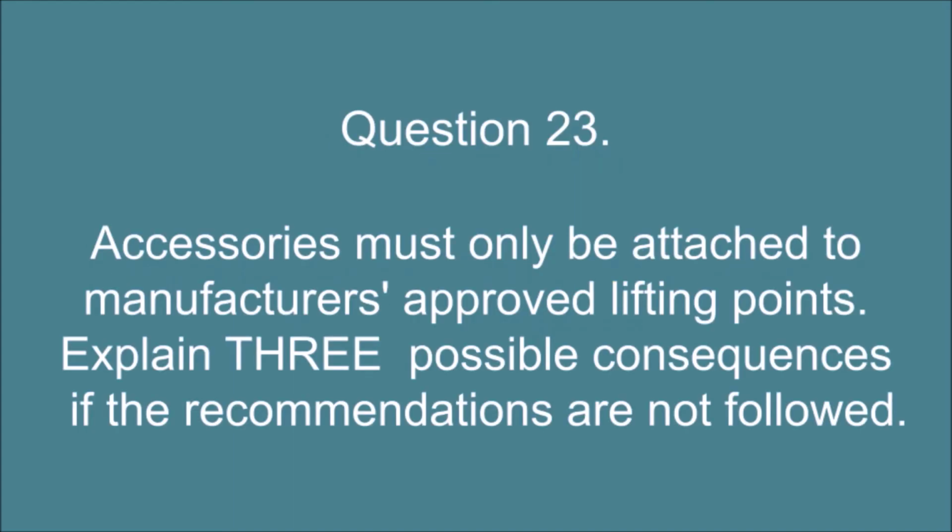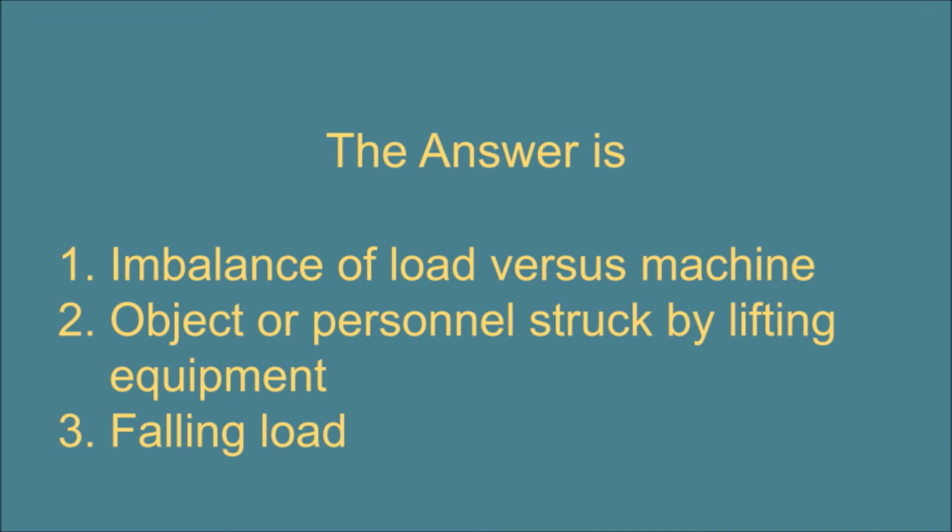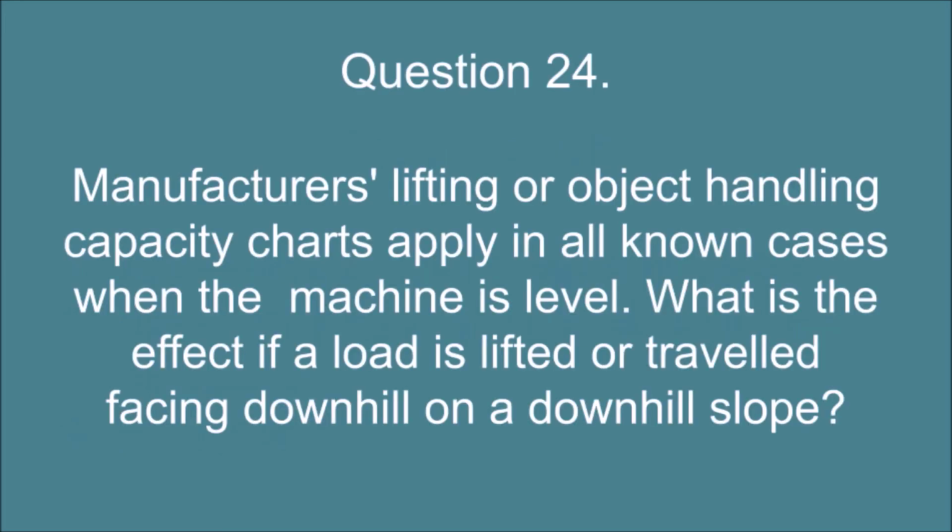Question 23. Accessories must only be attached to manufacturer's approved lifting points. Explain 3 possible consequences if the recommendations are not followed. The answer is 1. Imbalance of load versus machine. 2. Object or personnel struck by lifting equipment. 3. Falling load.